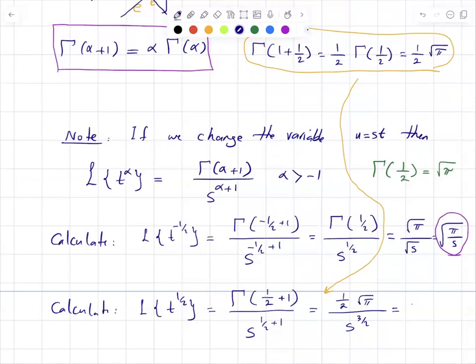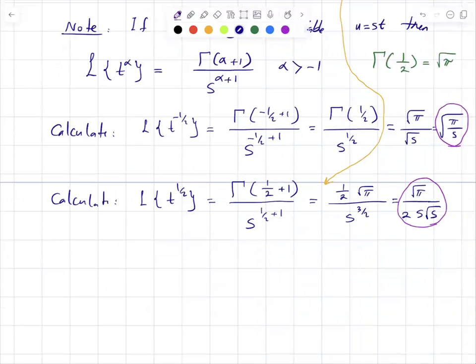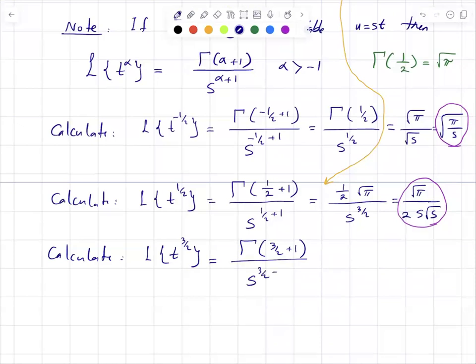Or simplified as square root of pi divided by 2 times s times square root of s. We can continue this process and come up with more important formulas. For example, suppose I ask you to calculate the Laplace of t to power 3 halves. This can be written as the gamma of 3 halves plus 1 divided by s to power 3 halves plus 1.